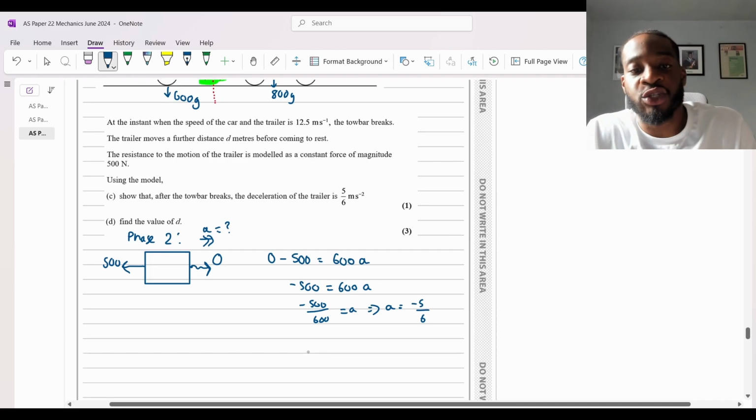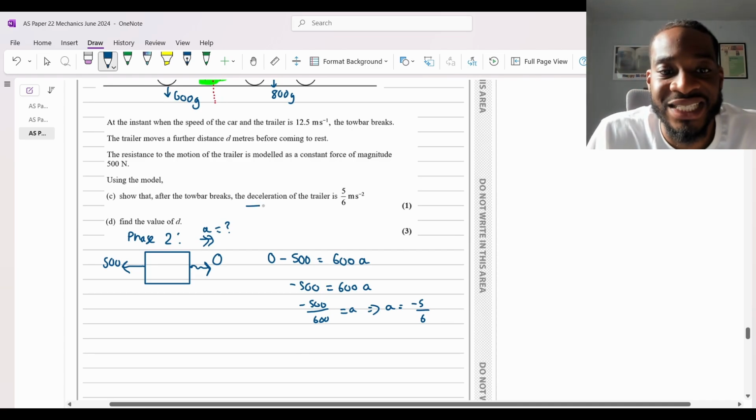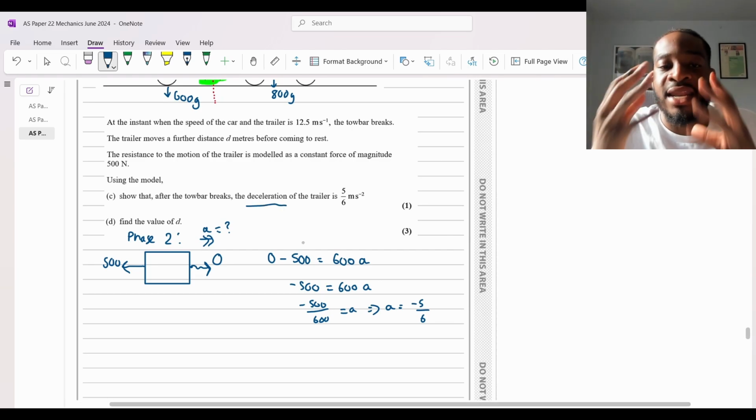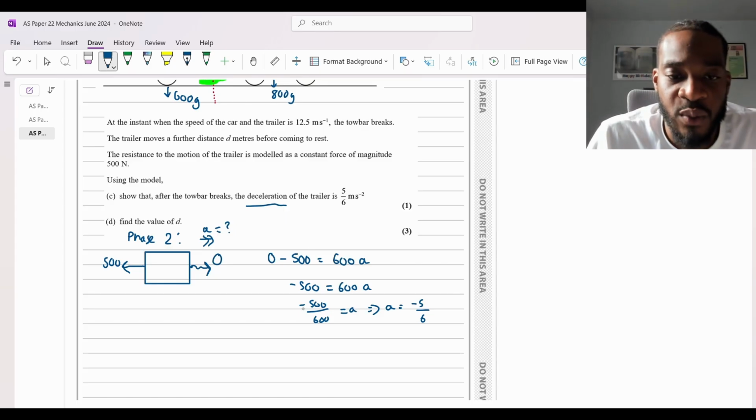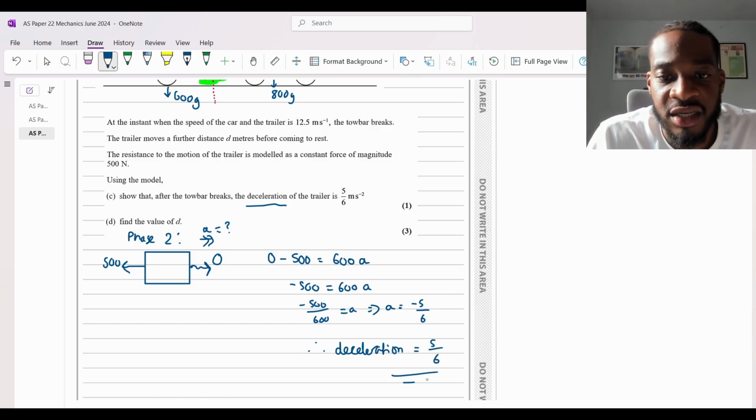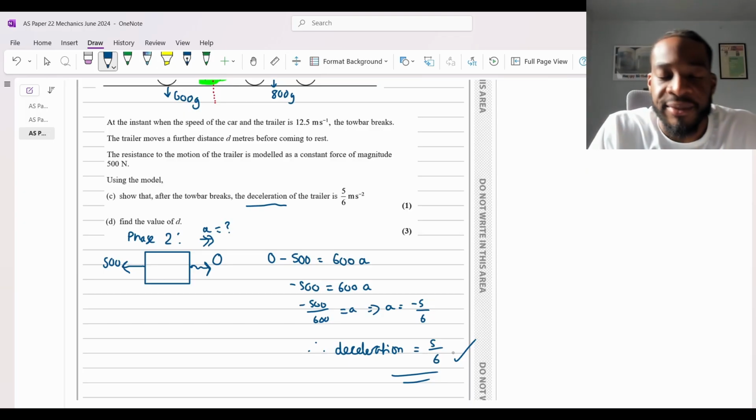And that is the acceleration, right? Remember, the question asks for the deceleration. So it's the same thing, and a negative acceleration is the deceleration. So what we can say then is that the deceleration is equal to 5 over 6. And that is it for part C.